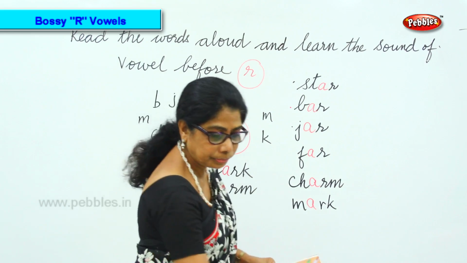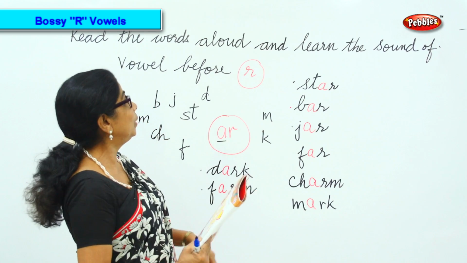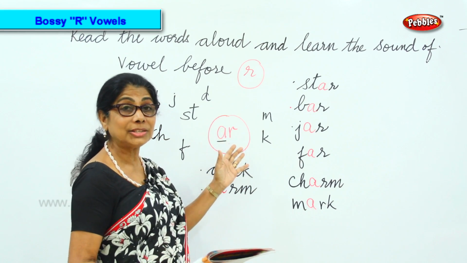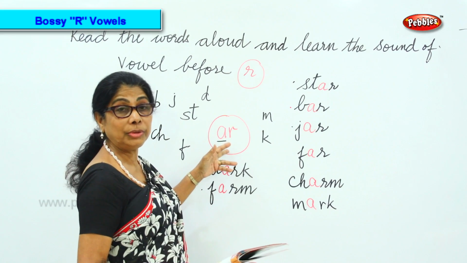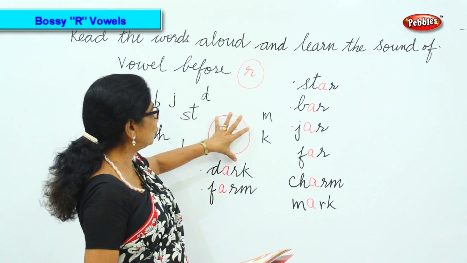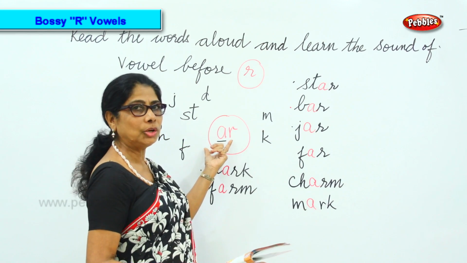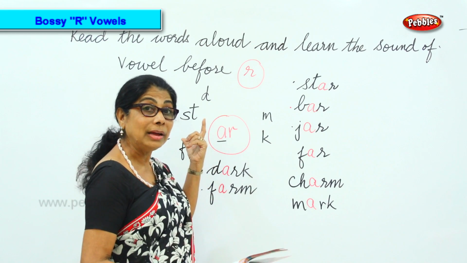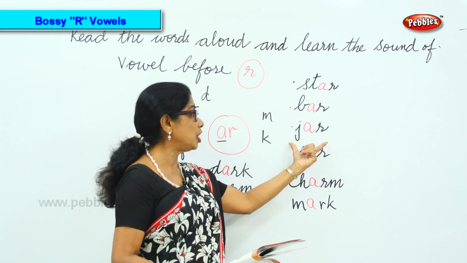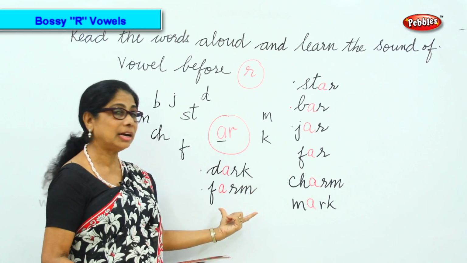Okay, now let's look at all this. See what I have done. We are learning to read the sound R, and R has got a vowel before it. Before the R there is a vowel A. So let's look at it very carefully, and clubbing these letters together from the right and the left, and remembering to put the sound R, you have a letter A before the R. Star, bar, jar, far, charm, mark, dark, farm.